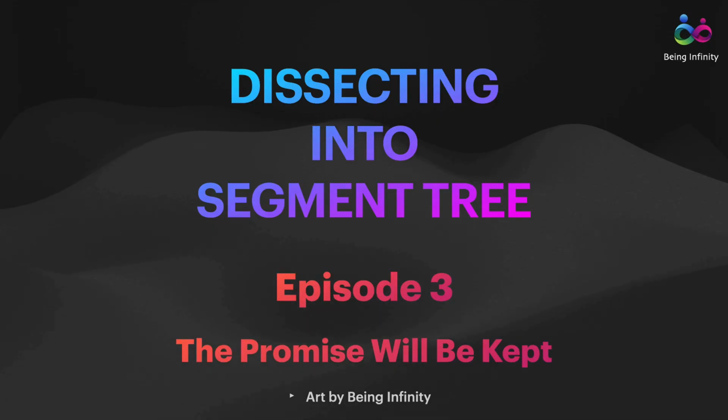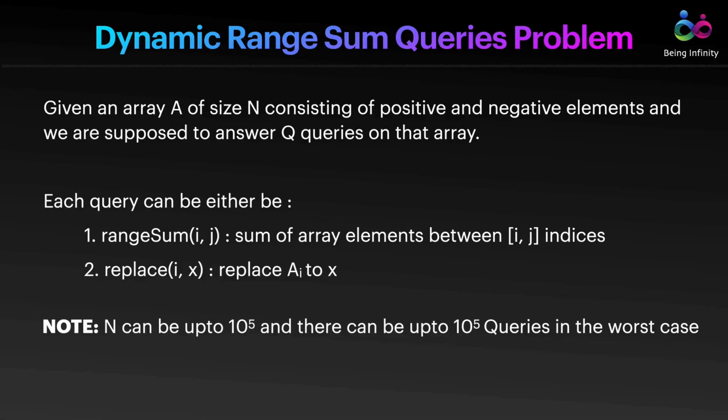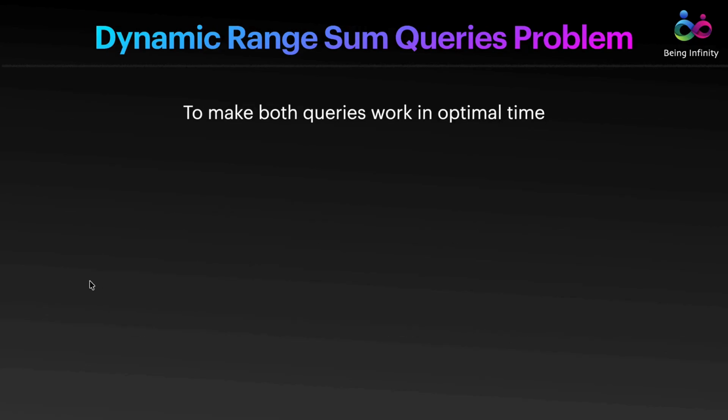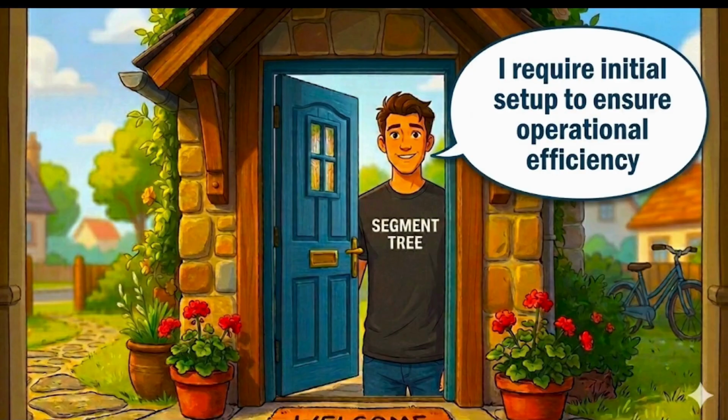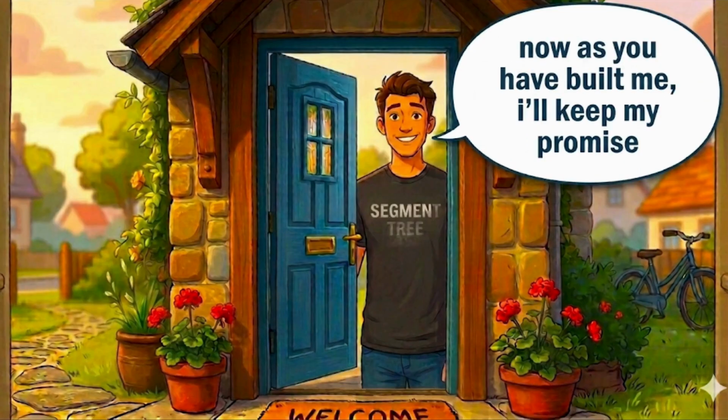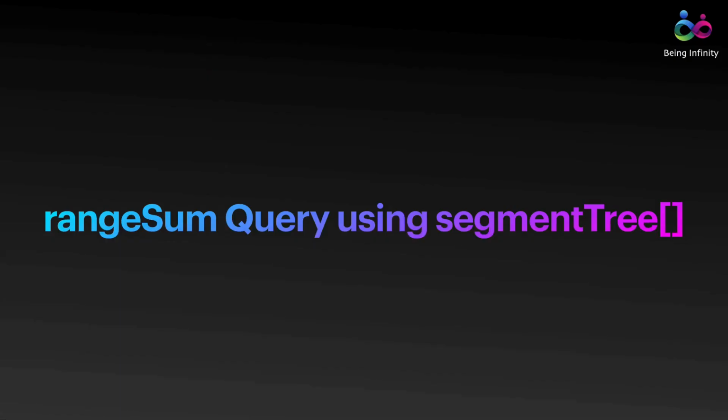So we're at episode 3. We're continuing with the same question. The point we're currently at is how to make these two queries faster, right? In episode 1, we heard a door knock where segment tree said that it can help you to optimize both the queries. In episode 2, we learned that there was a prerequisite that it has to build first, and we have done that. Now it's segment tree's part to fulfill its promise to help us answer the queries faster, right?